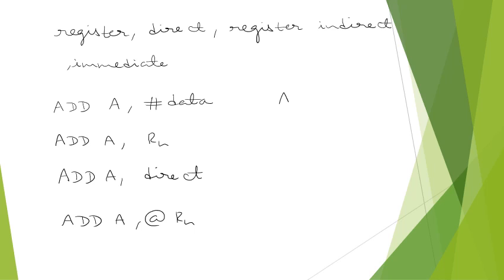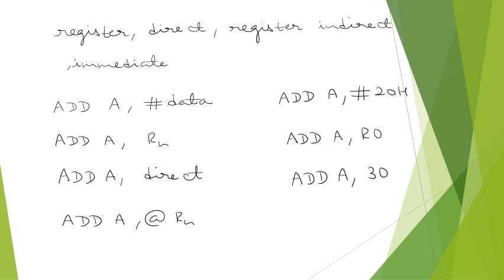The example is ADD A, #20H. So 20H will be added to the accumulator content, and the result will be stored in the accumulator. Then we have ADD A, R0. The content of the R0 register will be added to the accumulator, and the result will be stored in the accumulator. Then we have ADD A, 30H. The memory location 30H will be accessed, and the data in it will be added to the accumulator content, and the result will be stored in the accumulator.